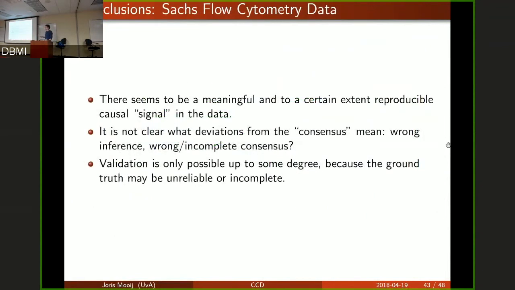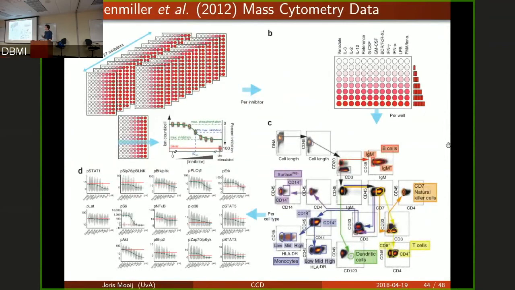So at the end of the day, conclusion: there seems to be a meaningful and, to a certain extent, reproducible causal signal. So many different causal discovery methods find more or less the same thing. But that's nice. That's, I guess, a success. On the other hand, it's not clear what deviations from the consensus mean. Is it wrong inference, wrong consensus? What's going on? And validation is only possible up to some degree, because the ground truth may be unreliable or incomplete.